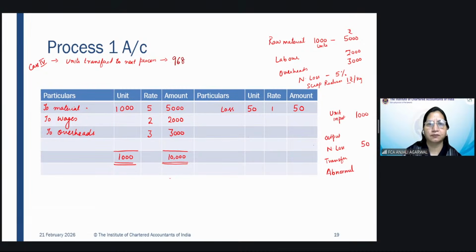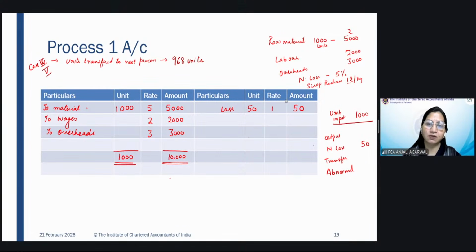968. Units transferred to next process are 968. So what was the units in input? Case 5. Why? Because the units transferred are more than the expected unit and therefore there is an abnormal gain or abnormal effectiveness.